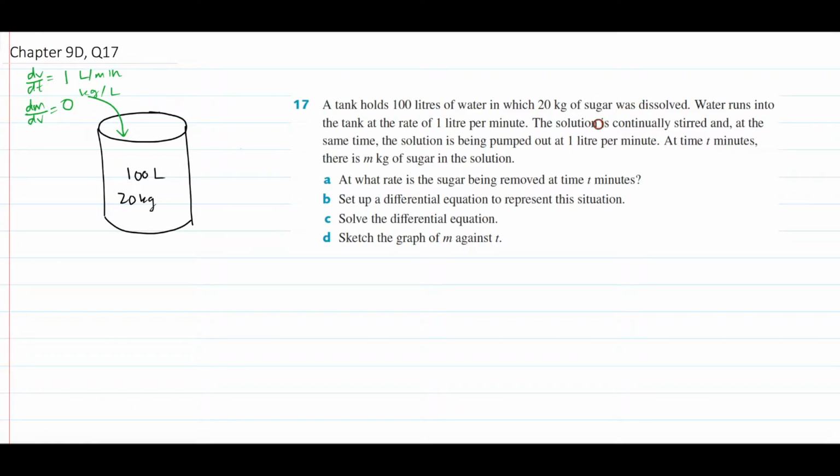Okay. Let's keep reading. The solution is continually stirred, and at the same time, the solution is being pumped out at 1 liter per minute. So that's the outflow. That's what they're telling you. dV/dt, it's being pumped out at 1 liter per minute. You can put negative, but I know it's going to be an outflow, so I'll just put positive for now, and then we just subtract it later. At time t minutes, there is m kilograms of sugar in the solution, so I've already mentioned that. There's just one key piece of information that we're missing, which is very important in your difference of rates question, and that's your dm/dV outflow.